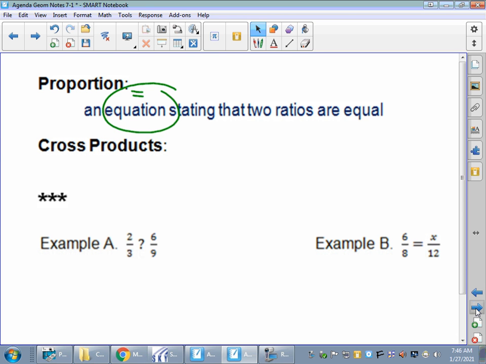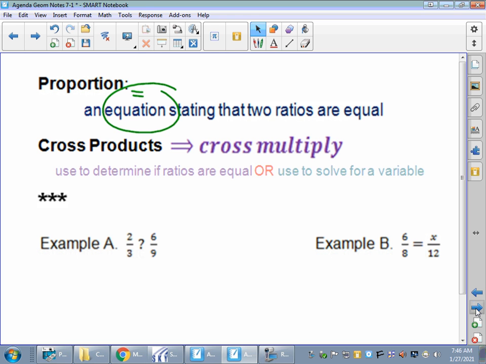So in order to solve a proportion, we use cross products, or perhaps you have heard it called cross multiplying. We usually call it cross multiplying, right? That's how I learned it anyway. I don't know if you know cross products. So there are two things that we could do with this. We can determine if ratios are equal. Look at example A, 2/3 question mark 6/9. Or we can use it to solve for a variable. Look at example B, 6 over 8 equals something over 12. So there's really two purposes for this.